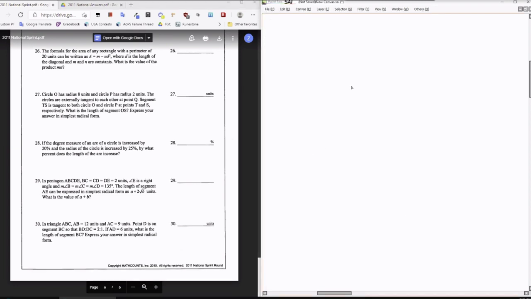Okay, number 28. If the degree measure of an arc of a circle is increased by 20% and the radius of the circle is increased by 25%, by what percentage does the length of the arc increase?